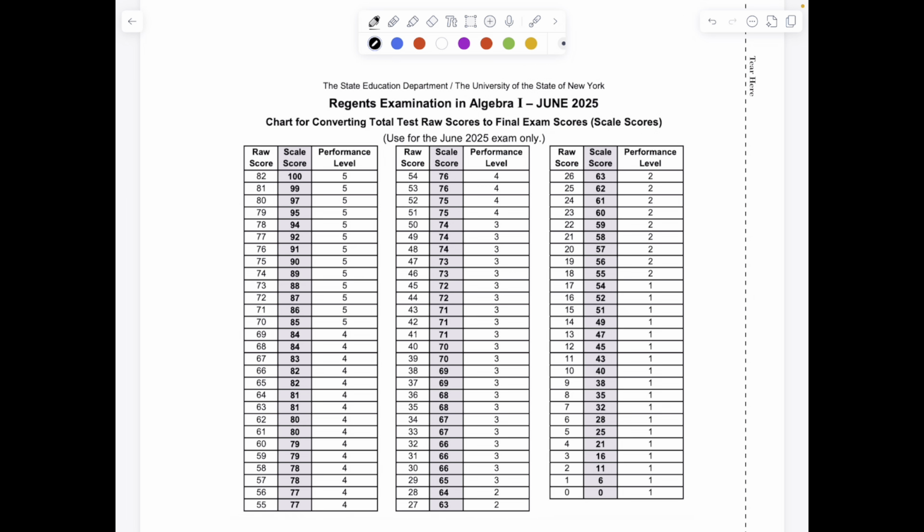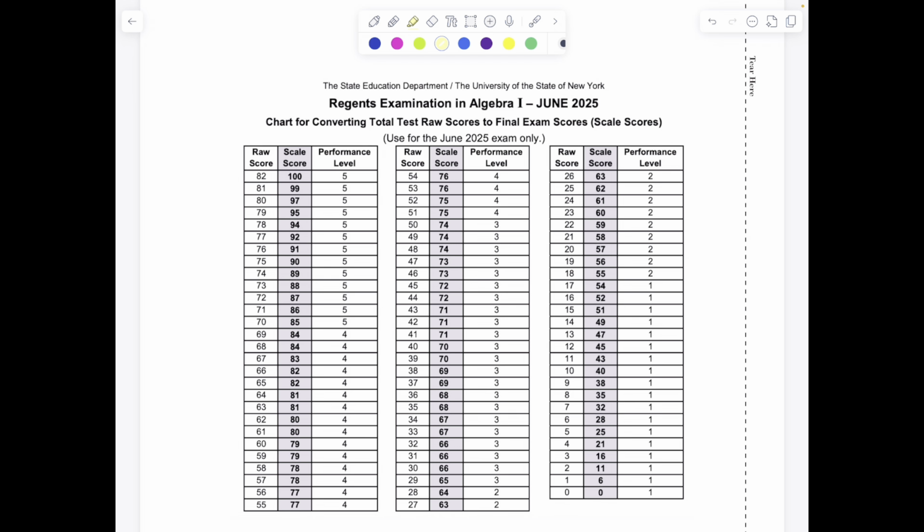Okay, you could have gone back and added up all your points, the 2 points from all the multiple choice, all the constructed response, and that will give you your raw score. Your raw score out of these 82 points is going to tell you how you would have scored if you took this test for June 2025 on that date.